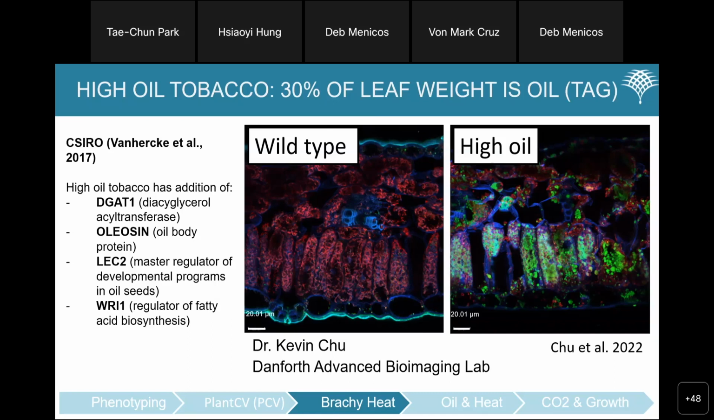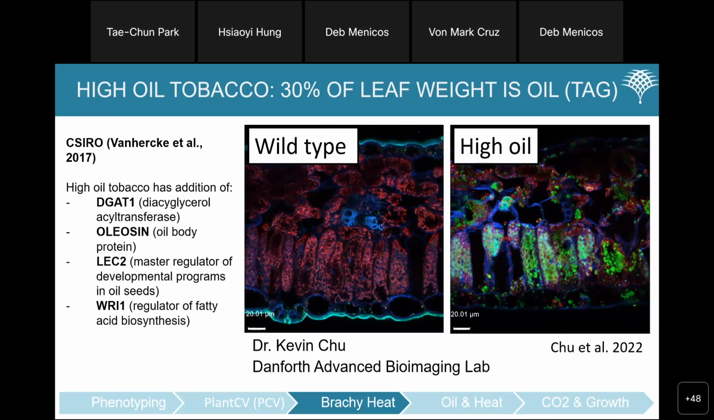Kevin Chu and Doug Allen's group did cross-sections of these leaves, and you can see in green, that's actually lipid. So in the wild type plants, red is chlorophyll, blue is your cell walls, and then green is lipid. So we want to compare your wild type cross-section in leaves to your high oil. So there's a lot of oil that's being packed into those leaves.